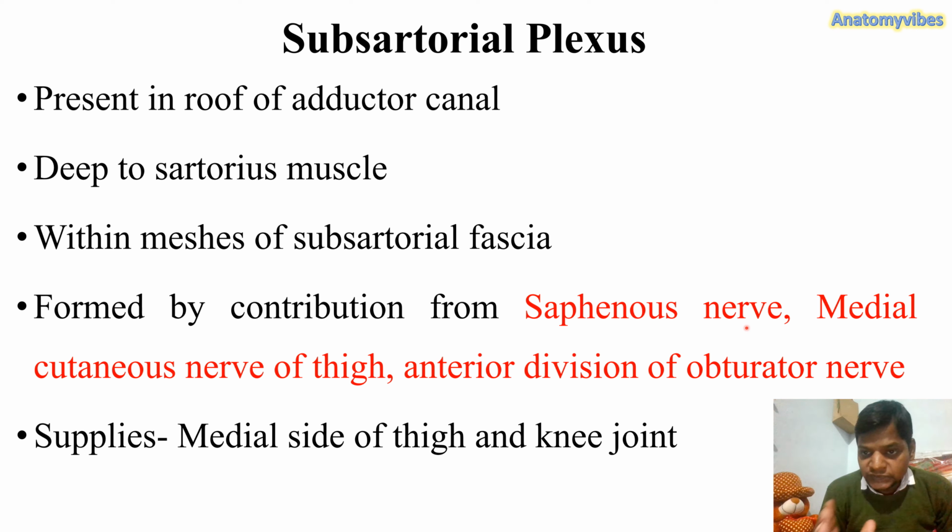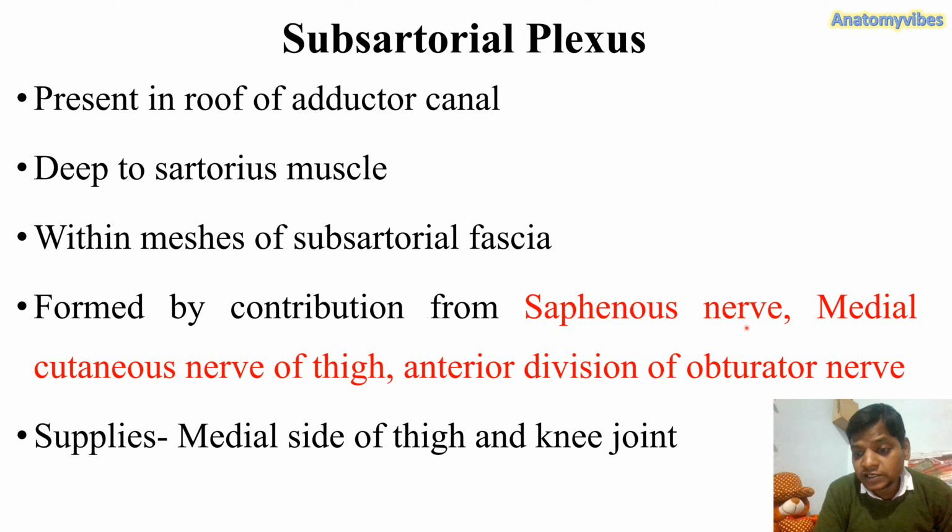Now on the medial side of the thigh, the canal is there. So on the medial side we have a cutaneous nerve, that is the medial cutaneous nerve of the thigh. That will also contribute. Now in the medial compartment we have the obturator nerve, which is supplying the muscles of the medial compartment. So the anterior division of the obturator nerve will also form this plexus. So we have three important nerves: saphenous nerve, medial cutaneous nerve of the thigh and anterior division of obturator nerve. These three will form the subsartorial plexus.